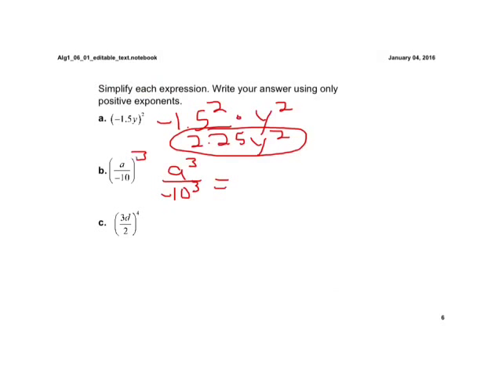We're not quite done. If we do the math, that a to the third, we can't do anything to that. That's going to stay the same. Over, negative 10 to the third power is going to give us a negative 1,000. Negative 10 times negative 10 times negative 10 is a negative 1,000. Okay, and our answer we can leave just like that.